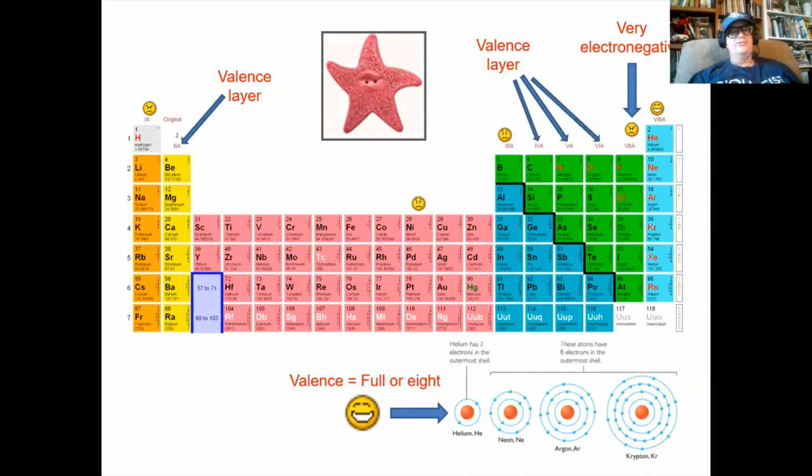But I want you to understand that when they were first making a periodic table, they lined things up that acted the same. They didn't know anything about the structure of the atom at the time, but they lined things up that acted the same. We now know that the things in this column act the same, and the things in the next column act the same, because they have the same number of electrons in the outer layer.